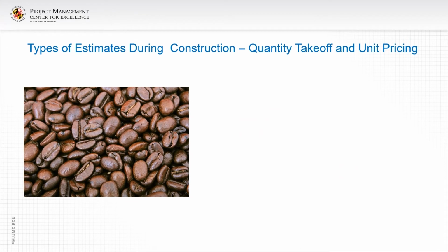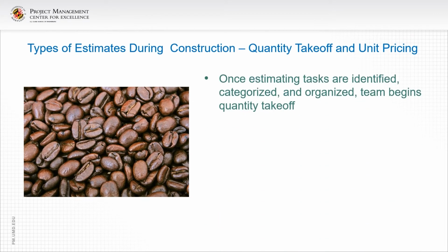Now let's get into quantity takeoff and unit pricing. Once the estimating tasks are identified, categorized, and organized, the team begins the quantity takeoff. The quantity survey and takeoff is crucial. This is the foundation of the estimate. Its purpose is to adequately and accurately determine the quantity of work that needs to be performed on the project. Every work item is measured and quantified, separating the work into units of labor, material, and equipment.